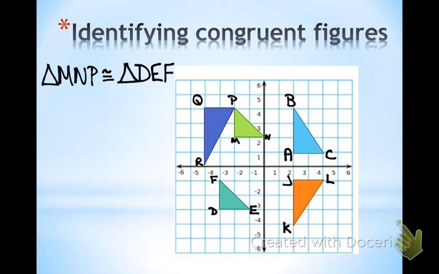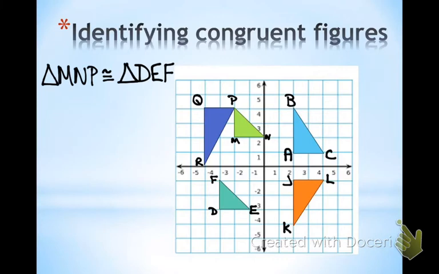Okay, let's try to identify if I have any other congruent triangles in the graph. Let's look for a minute at PQR. Do you see any other triangles on the graph that would be congruent with PQR? Has to be exact. No, there are not, because PQR is 4 units tall, height, length, however you want to say it, and there are no other triangles that are like that.